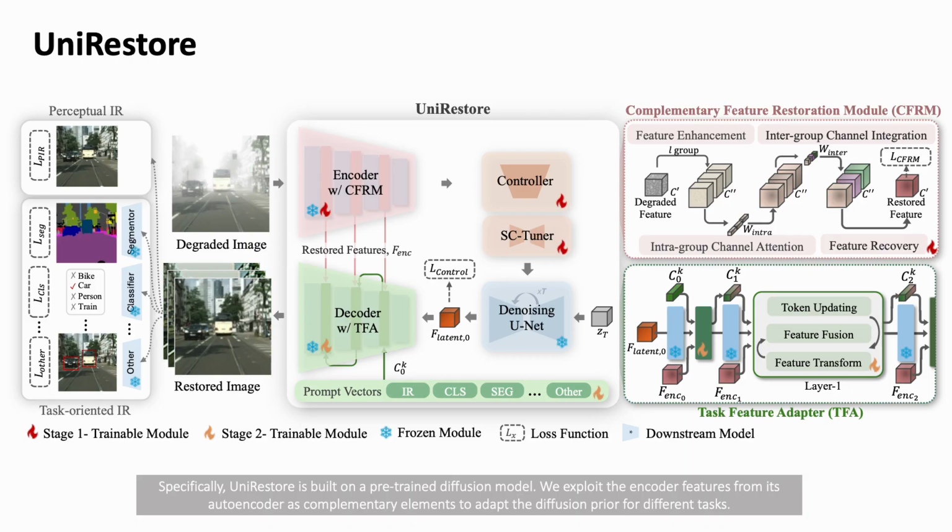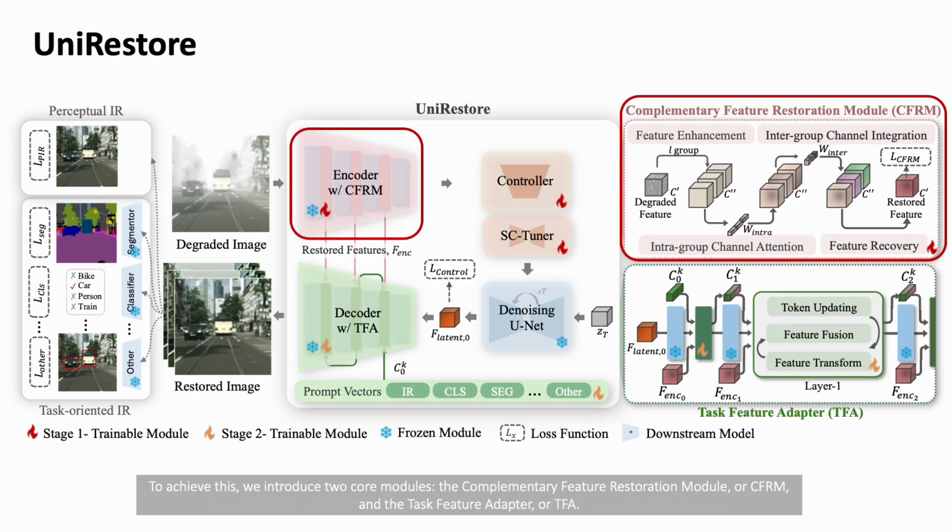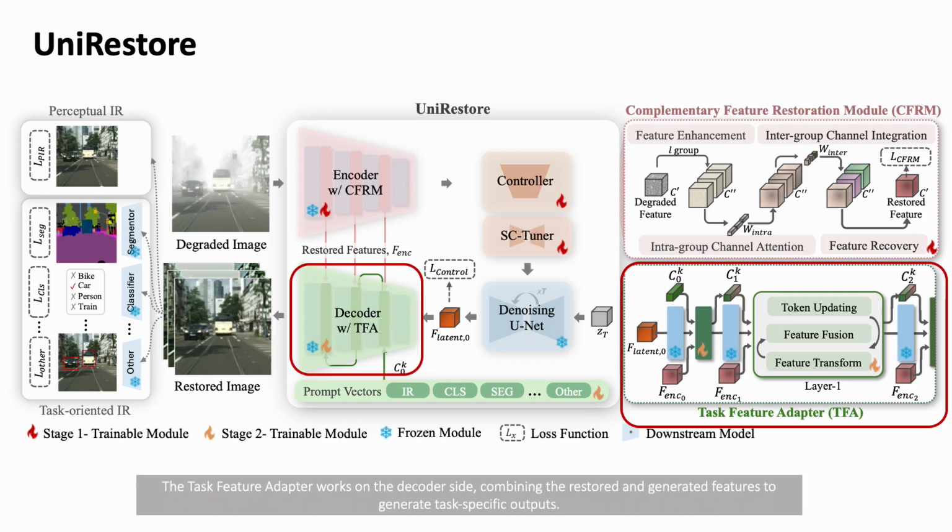Specifically, UniRestore is built on a pre-trained diffusion model. We exploit the encoder features from its autoencoder as complementary elements to adapt the diffusion prior for different tasks. To achieve this, we introduce two core modules, the Complementary Feature Restoration Module, or CFRM, and the Task Feature Adapter, or TFA. The Complementary Feature Restoration Module is applied to the encoder to restore clean features from degraded inputs. These features are then fed through the diffusion process and refined by the decoder. The Task Feature Adapter works on the decoder side, combining the restored and generated features to generate task-specific outputs.